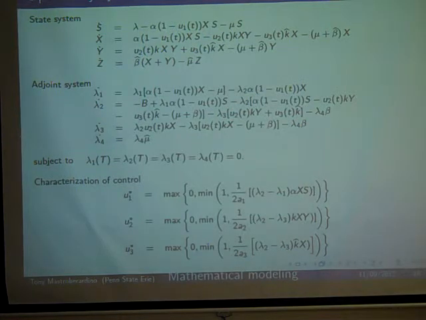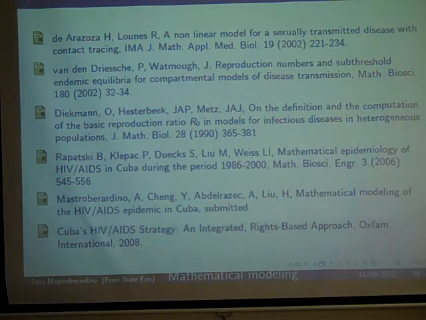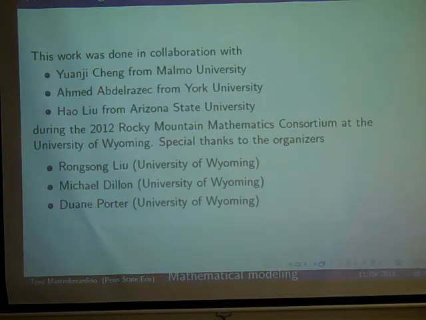This part we haven't quite done yet. We have a program, and I still need to get some time to run some simulations. So this is an ongoing project. I'll end here and show you a list of some of the references. We did submit a paper without the optimal control part. And I'd like to thank my collaborators, Yuan Ji, Ahmed, and Hao, and also the organizers of the Rocky Mountain Mathematics Consortium, who are Rong Song, Michael, and Dwayne.